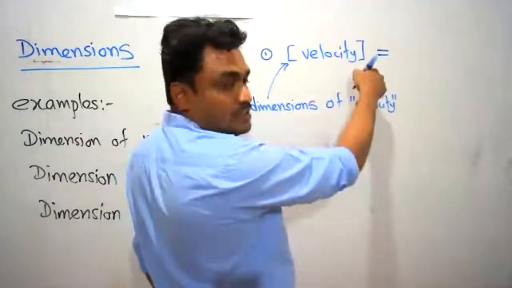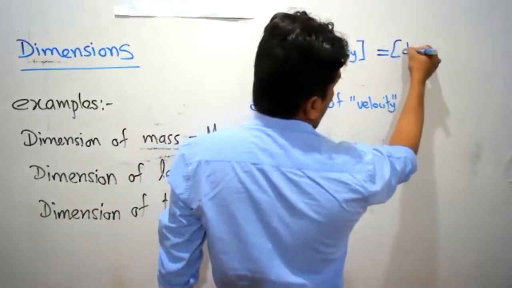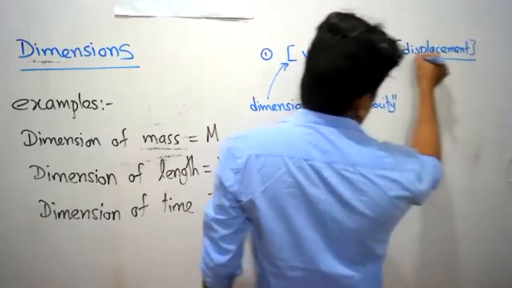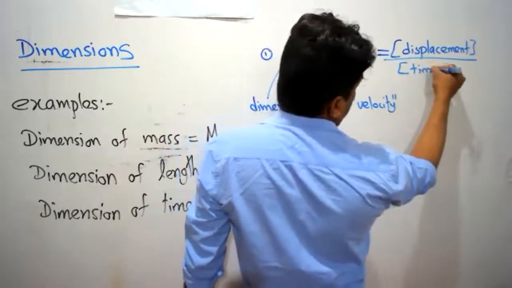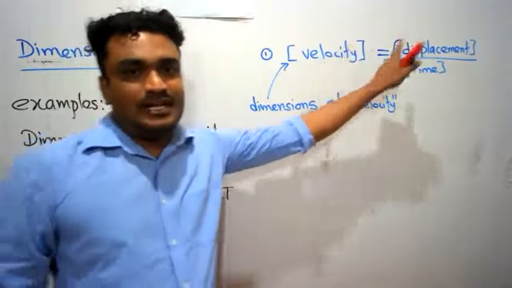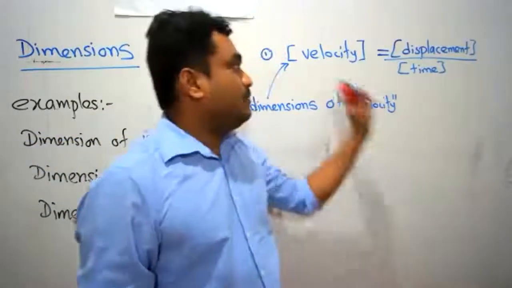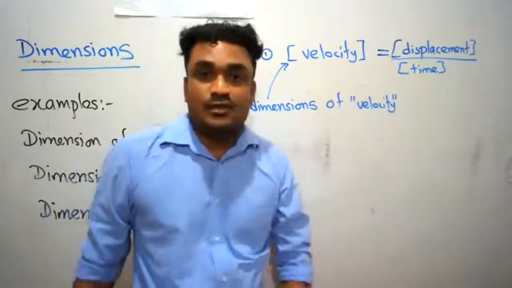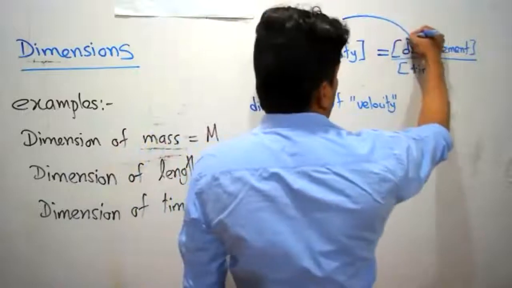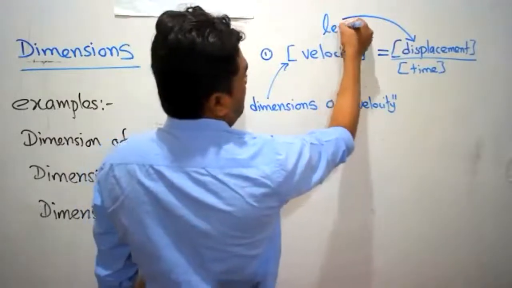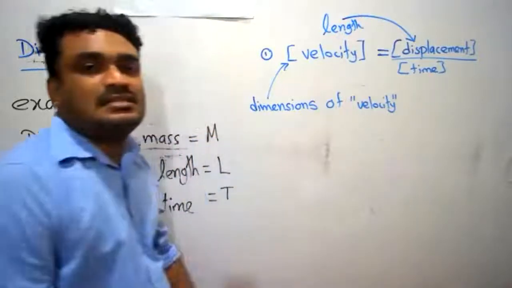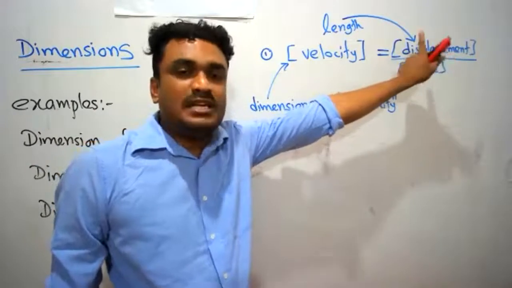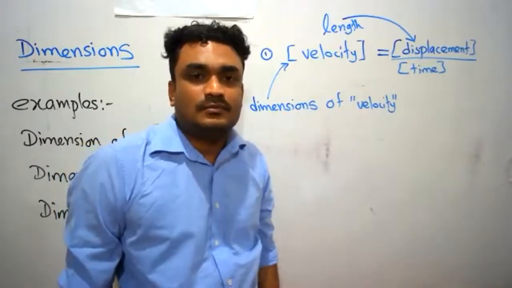So dimensions of velocity equals dimensions of displacement divided by dimensions of time. Am I right? Velocity equals displacement divided by time. At the beginning of the class, I clearly said that displacement is the length. Shortest distance, distance is the length. So please remember that displacement is the length. Therefore, what should be the dimension of displacement, Lamai? Capital L.